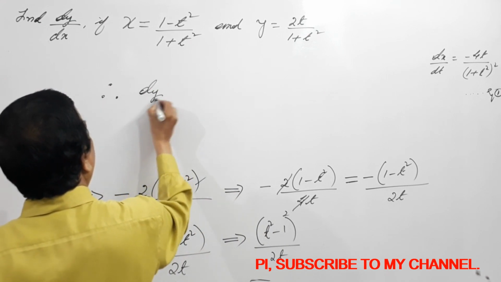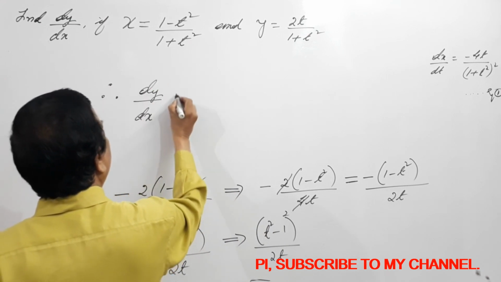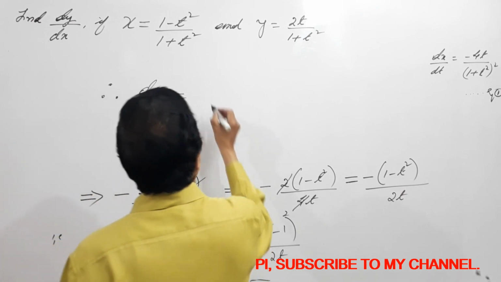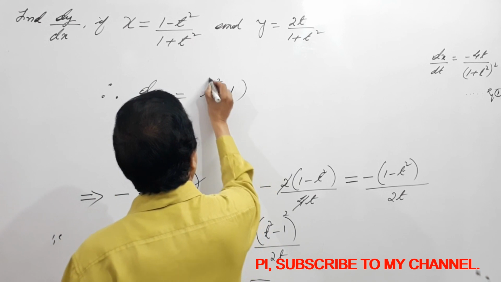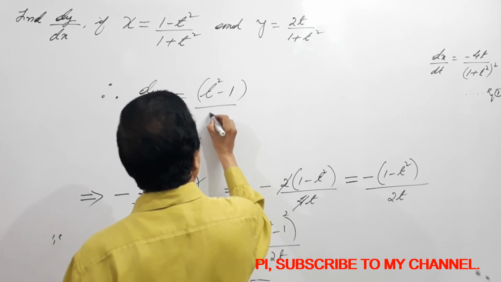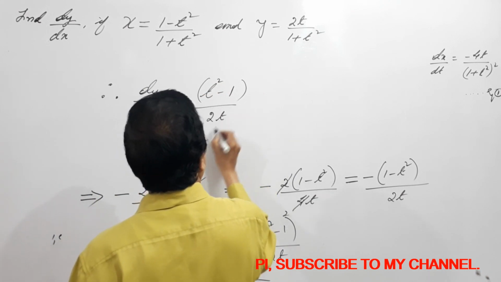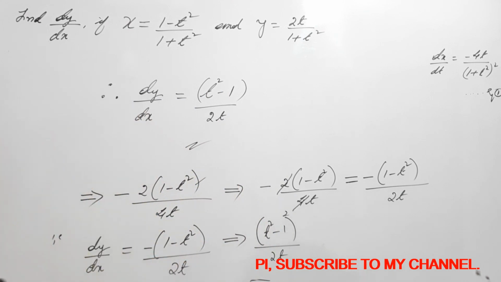Therefore dy by dx equals (t square minus 1) by 2t. This is the required answer.